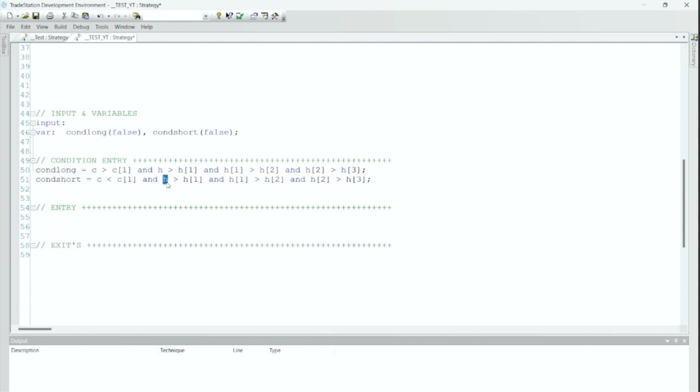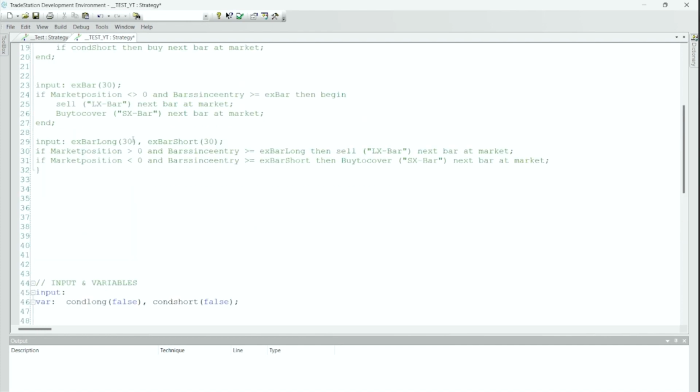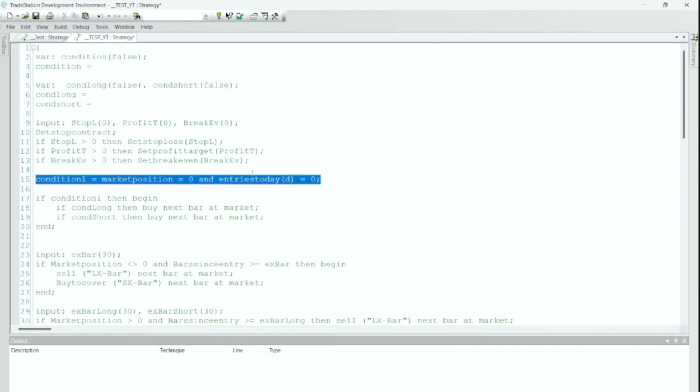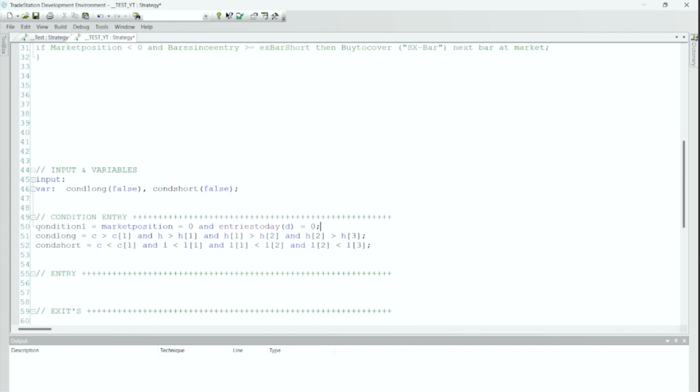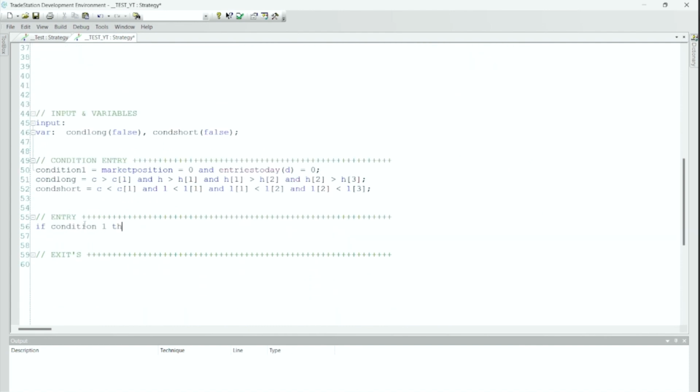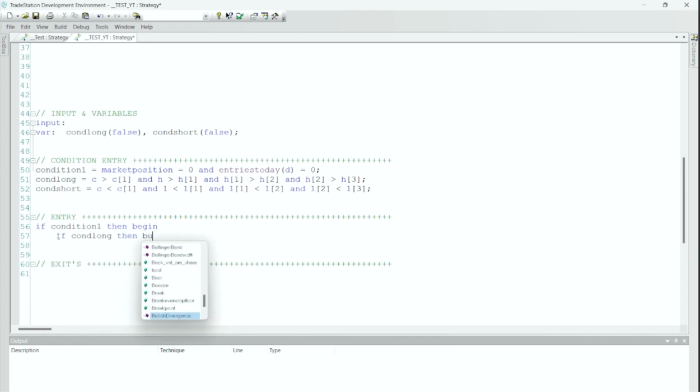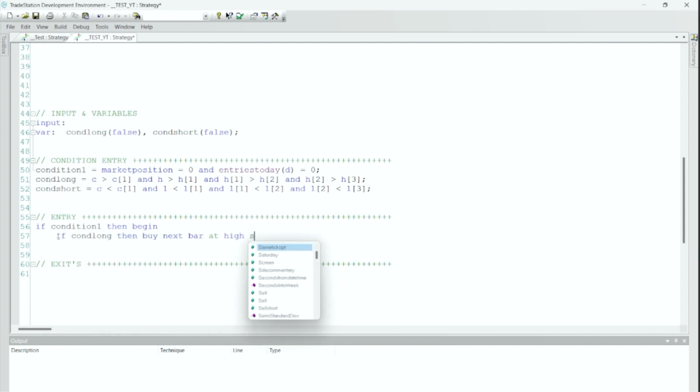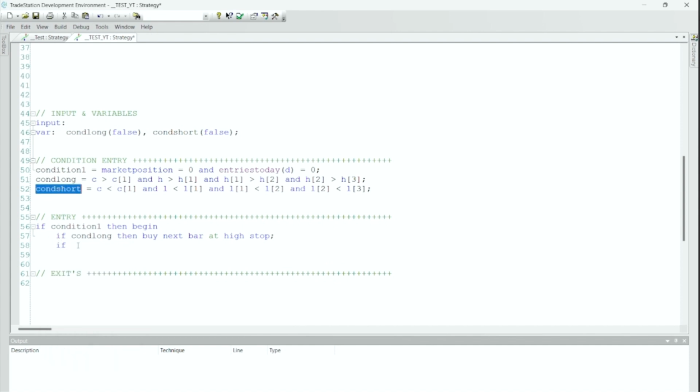First, we will check that there are no open positions in the market, and that in today's session there have not already been entries. Then we will move on to check the long and short entries, and when they occur, we will enter the next bar at the high or low of the previous candle. As a last thing, the exits. For this system, we will use bar exits, i.e., exit from long or short position after a certain number of bars. Well, the strategy is ready now, we just need to test it.